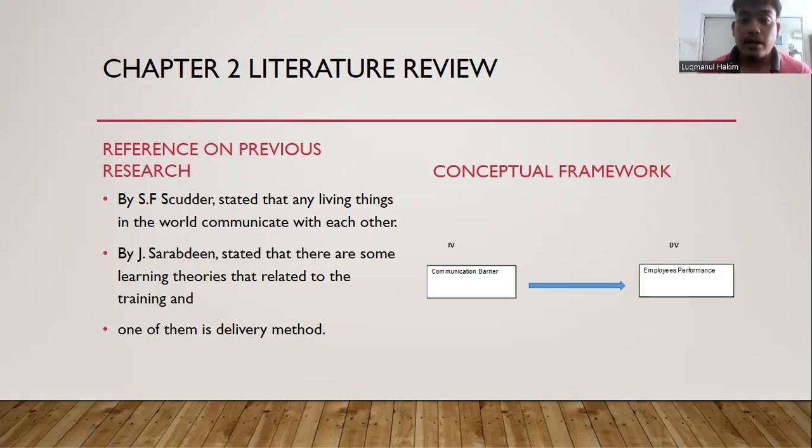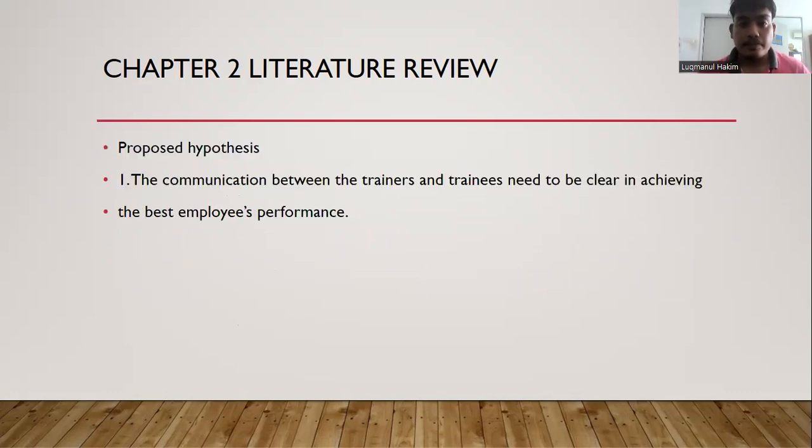The independent variable is communication barrier, because communication, as I have shown before, is the most important thing, and I want to show the barrier in communication. The dependent variable is employee performance, because I want to measure the performance of the employees during the work hour and also the environment.